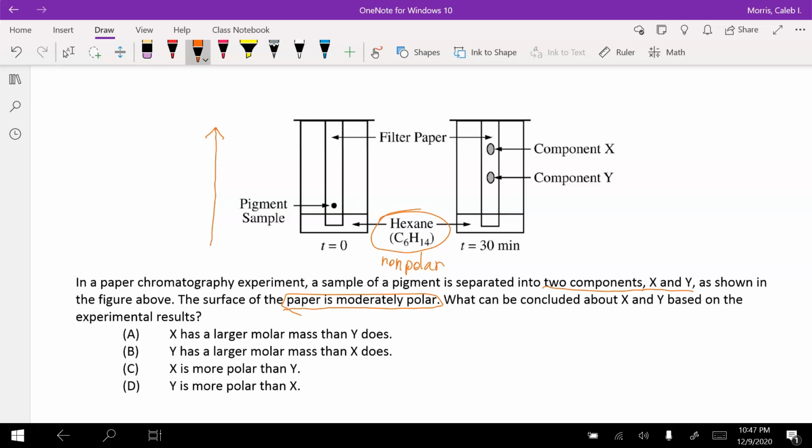So what we want to do is decide whether components X and Y are more polar or non-polar. The one that is more polar is going to be more attracted to the paper than it is to the mobile phase. The one that is non-polar is going to be more attracted to the mobile phase, and it will move farther. So looking at these options, A: X has a larger molar mass than Y does. Well, chromatography tells us nothing about molar mass. Y has a larger molar mass than X does. That's not the case necessarily. X is more polar than Y, or Y is more polar than X. Well, Y is the one that didn't go as far, so that would make it more polar.